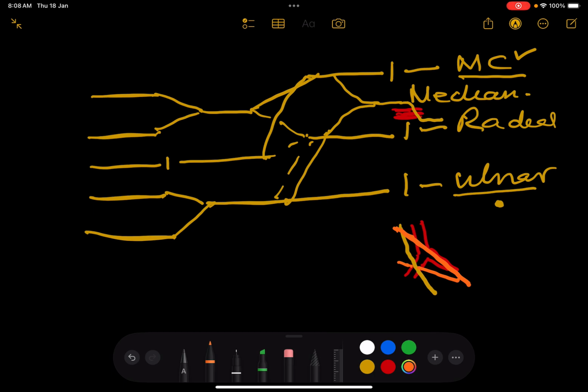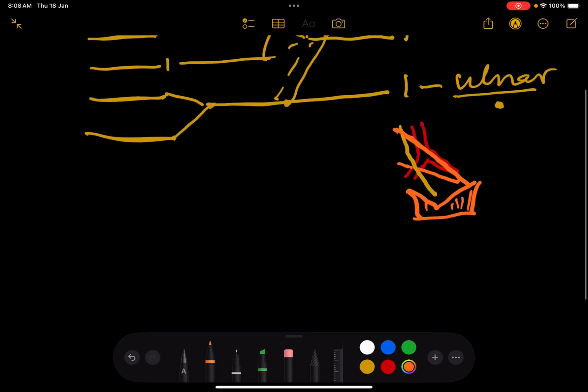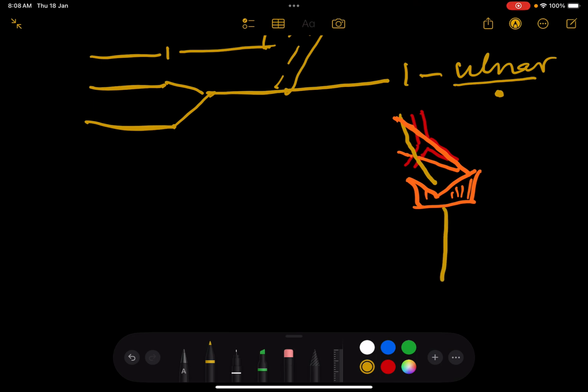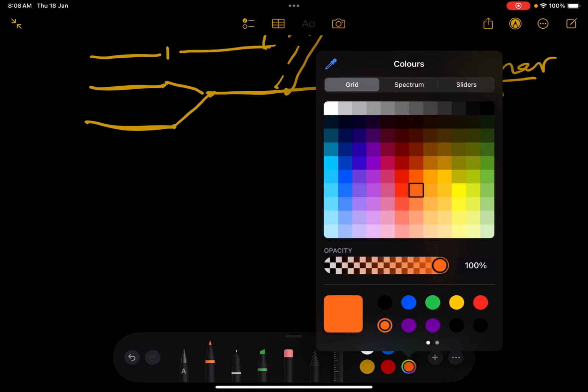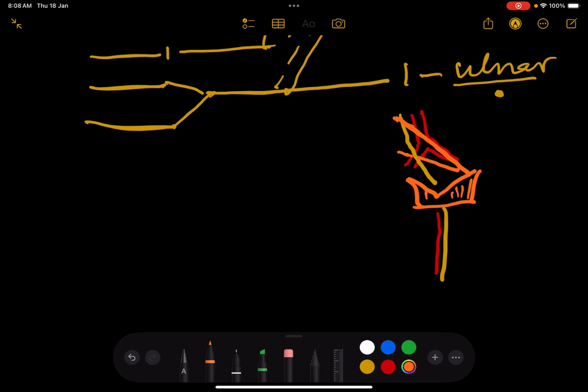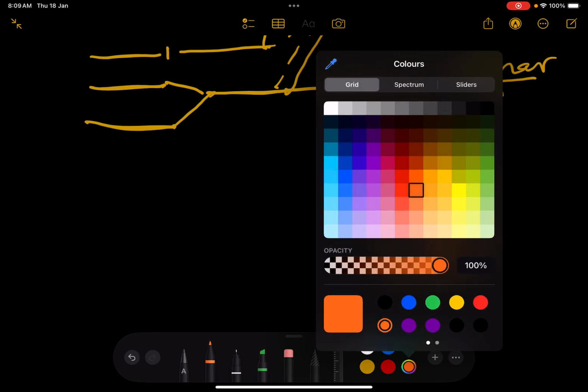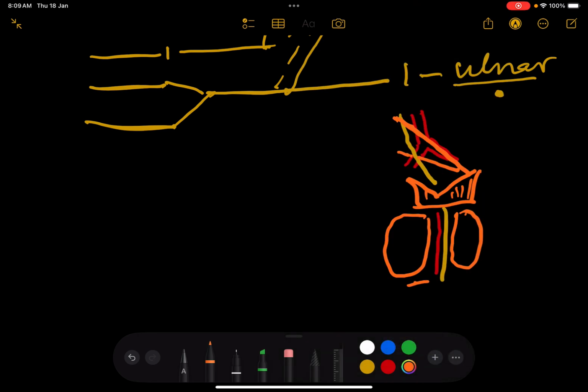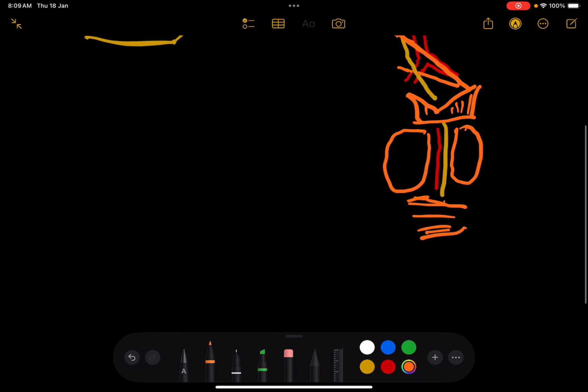Then it passes between the flexor digitorum superficialis heads, lying on the interosseous membrane, accompanied by the median artery, bounded by the profundus on the medial side and the pollicis longus on the lateral side, then crosses the pronator quadratus, lies in the carpal tunnel.